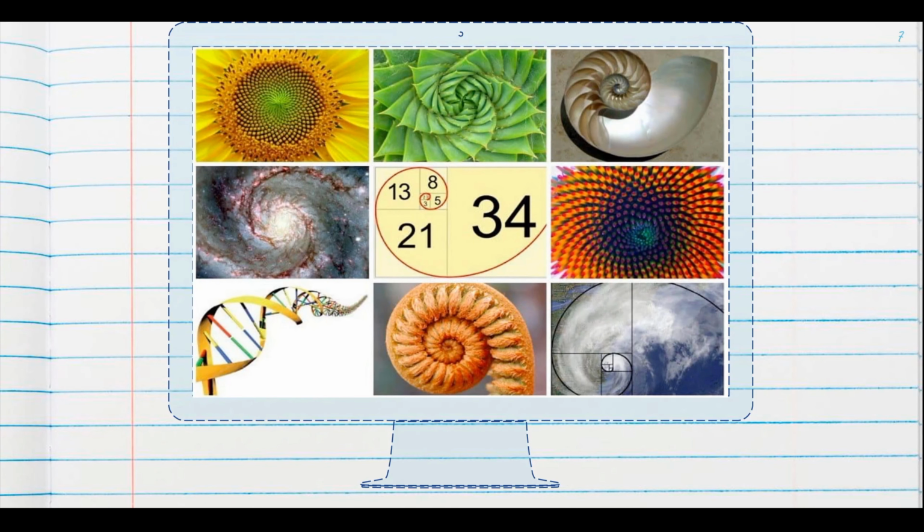So in nature, Fibonacci numbers and the golden ratio are seen in many places, such as the shape of galaxies, the shape of shells or sunflowers, and much more.